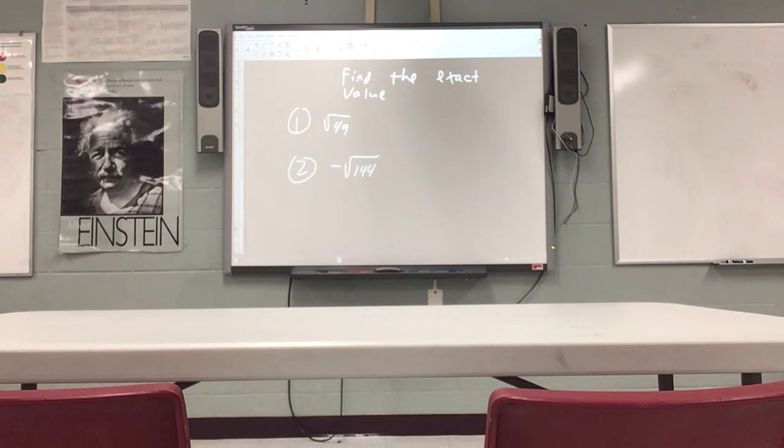So we've been doing solving quadratics by factoring for a couple of weeks now, seems like. We've done nothing but factoring. So what we're gonna look at today is solving quadratics by taking square roots.